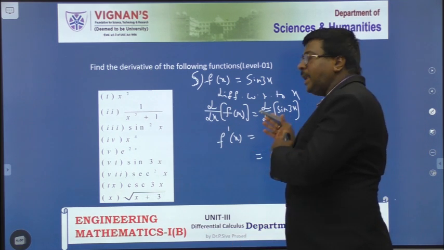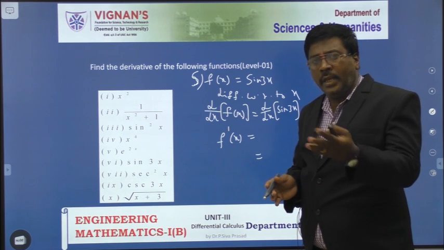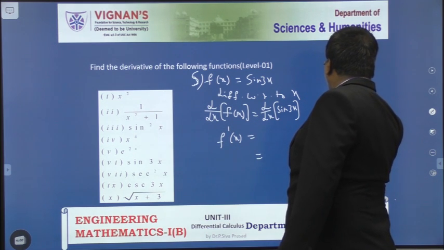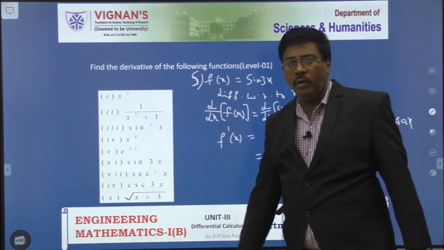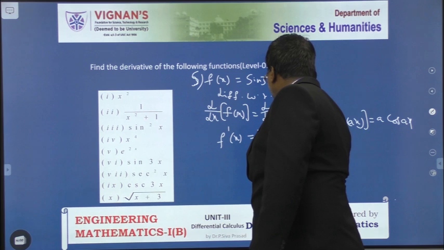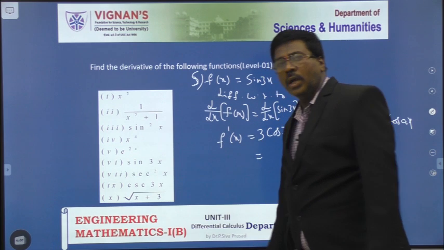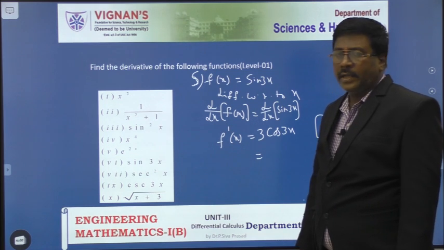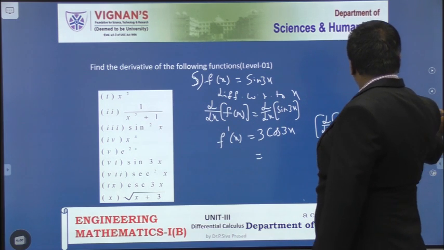Now this is in the form of sine ax. What derivative do we have to learn? d by dx of sine ax is equal to a into cos ax. Therefore, in place of a it is 3, that is equal to 3 cos 3x. Similarly, practice secant square x, cosecant 3x and root of x plus 3. Please all of you see this.